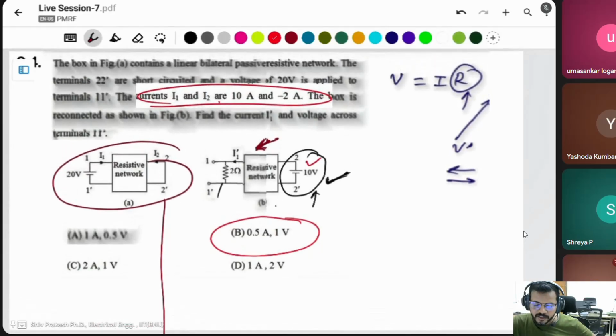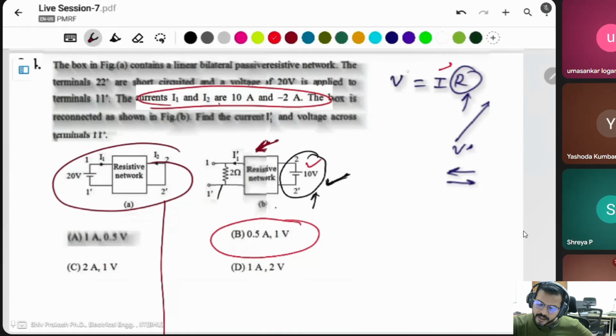Okay, this is simply the reciprocity theorem. If a bilateral linear network is connected everywhere, then if you apply the voltage, the current varies directly proportional to the voltage. If you increase the voltage, the current will increase. If you decrease the voltage, the current will decrease.